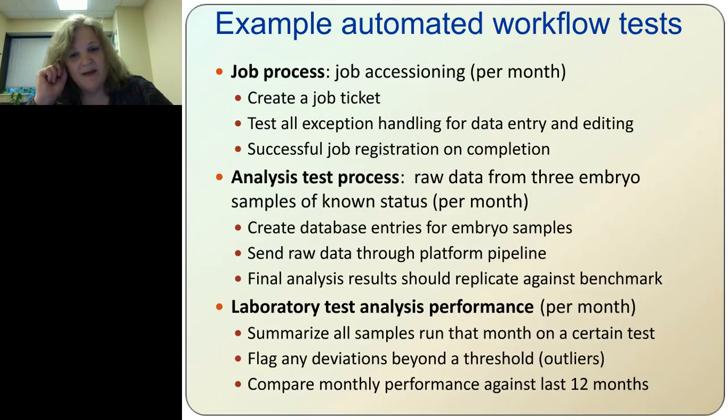So summarize all the samples run that month in a certain test, and you can flag any deviations beyond some certain threshold. So some of that would be sample population, comparing a previous month that you set. Okay, so for 2012, we're going to always run February, for example. Check to see that February, when we do our summary analysis, always comes out to the correct value.